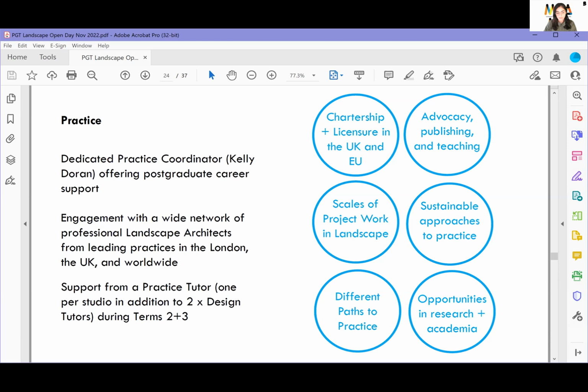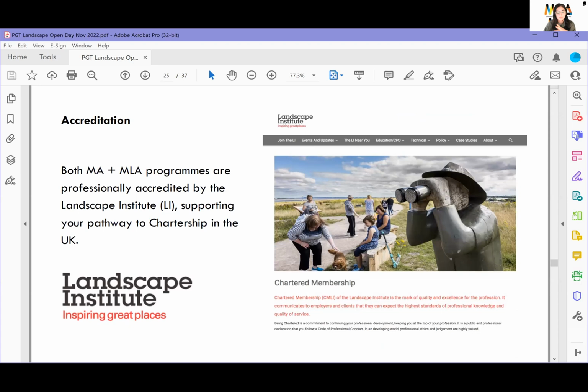You'll also have support from a practice tutor. So alongside your two design tutors, you have a practice tutor who comes in specifically to support you one-on-one with your design project to make sure that you're getting the technical support that you need, specifically with your environmental modules. And just to say, we have full accreditation from the Landscape Institute for both of these programs. So this will support you in your pathway to chartership should you choose to work in the UK.